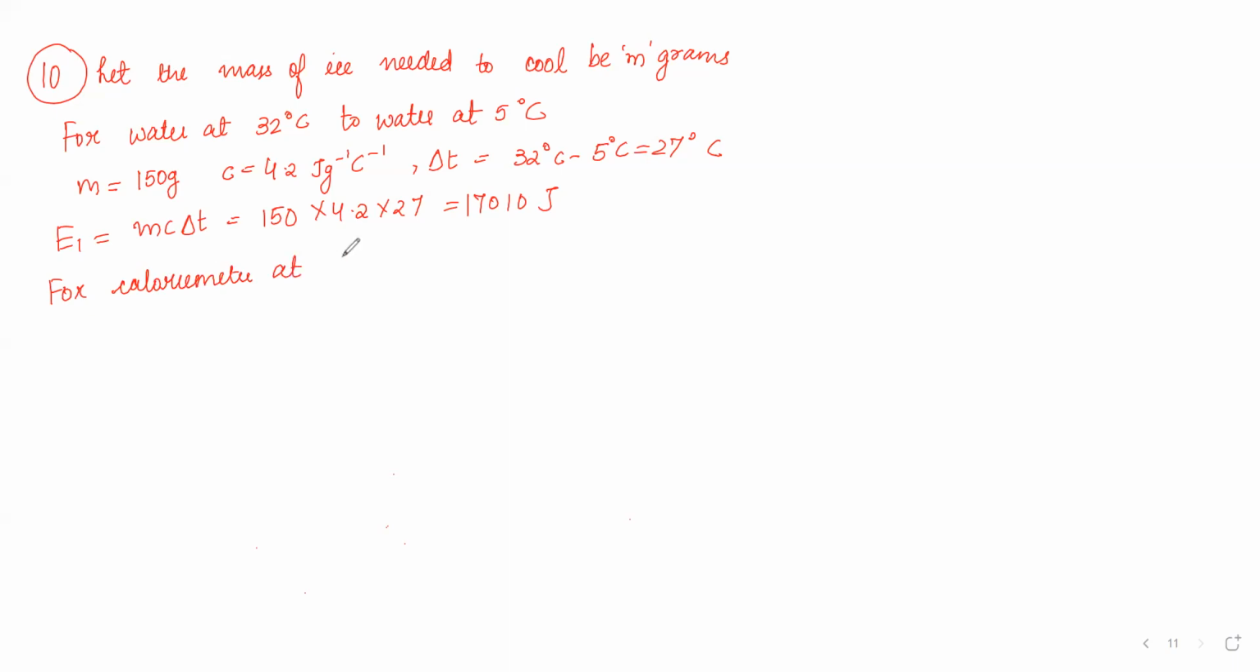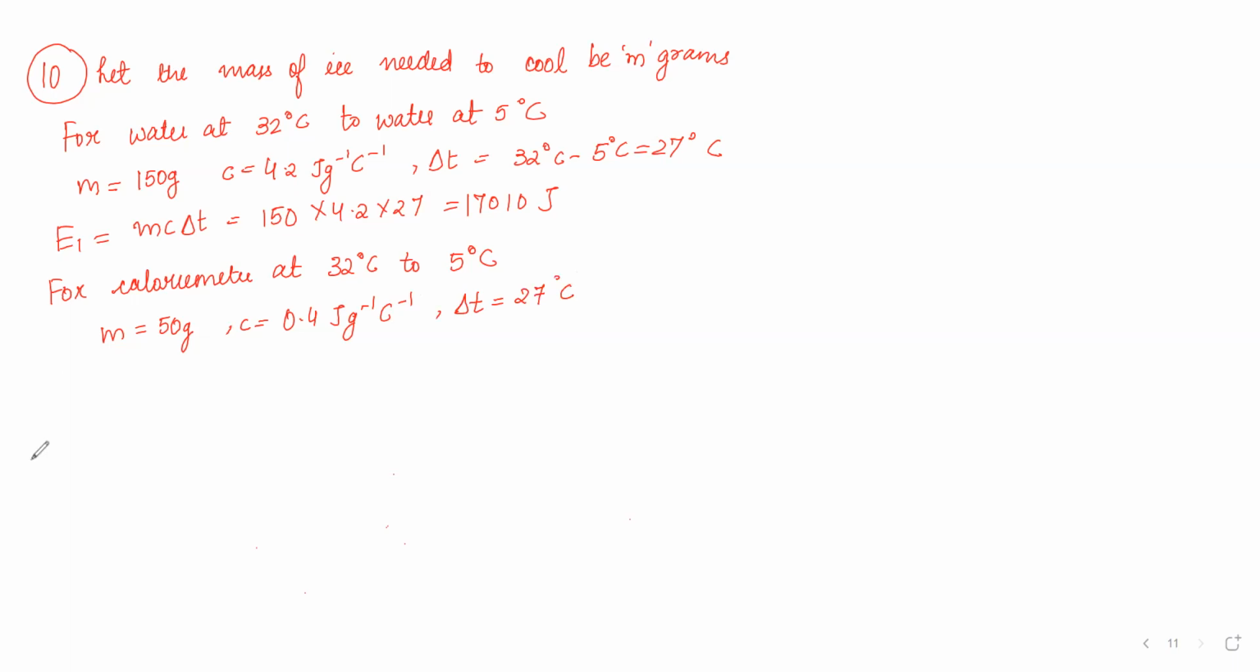Okay. Next, what you will be writing for calorimeter: calorimeter is also at the same degrees, children. It is also at 32 degrees Celsius to 5 degrees Celsius. The mass is 50 grams, children. Okay, C to us has been given as 0.4. The hint that you need to proceed in this way is that the specific heat capacity of calorimeter has been given. So everything else here is same except that you have to use it for calorimeter also. Okay, so what is delta T? Delta T is again 27 degrees Celsius.